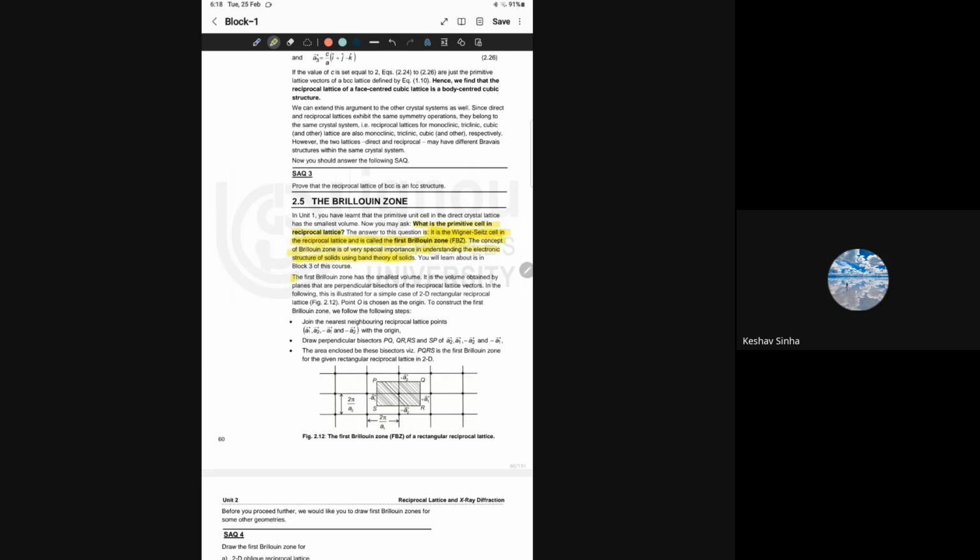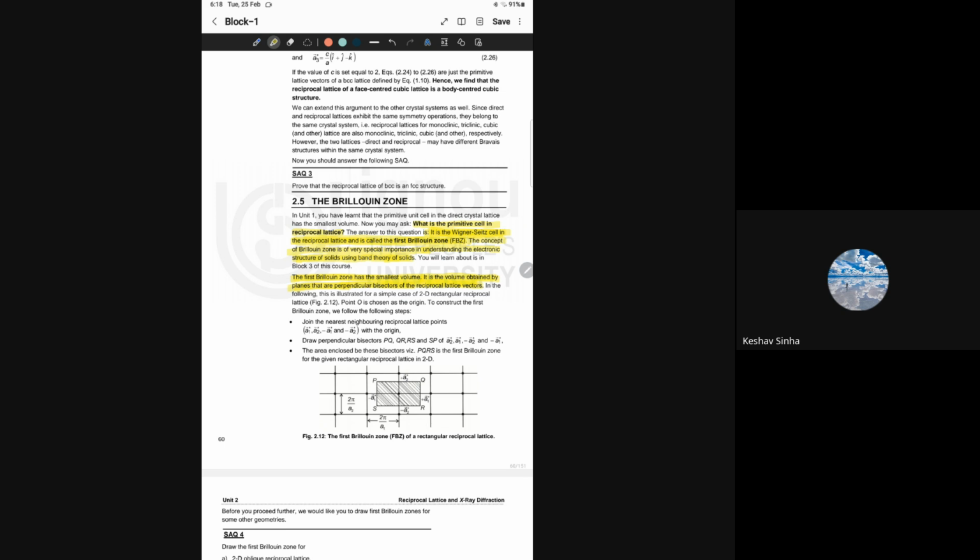So the first Brillouin zone is the smallest volume. It is the volume obtained by the planes that are perpendicular bisectors of the reciprocal lattice vectors. Okay.